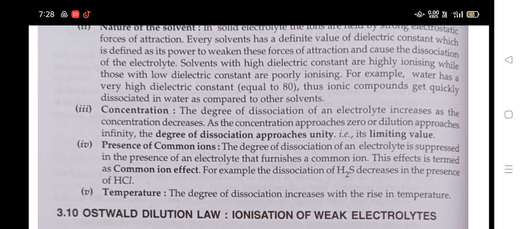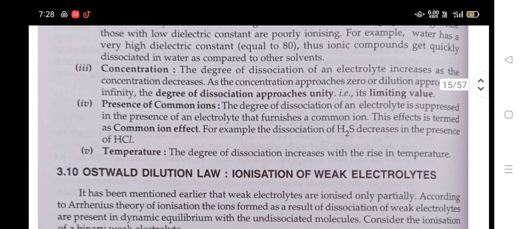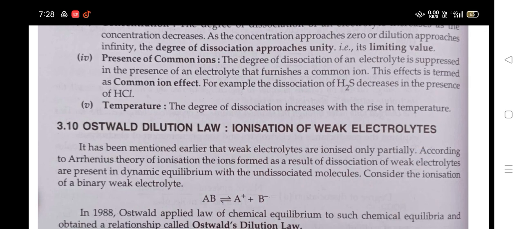Fourth, presence of common ions. The degree of dissociation of an electrolyte is suppressed in the presence of an electrolyte that furnishes a common ion. This effect is termed the common ion effect. For example, the dissociation of H2S decreases in the presence of HCl. Fifth, temperature. The degree of dissociation increases with the rise in temperature.